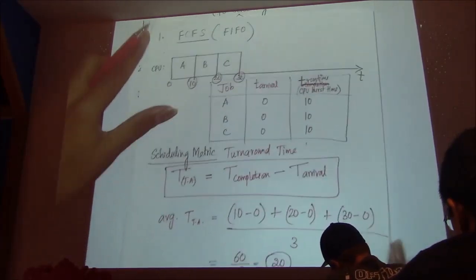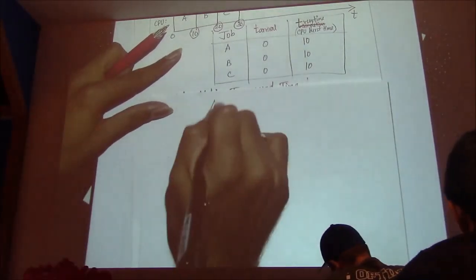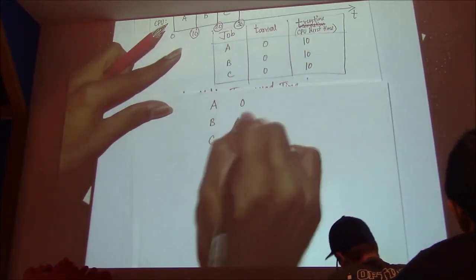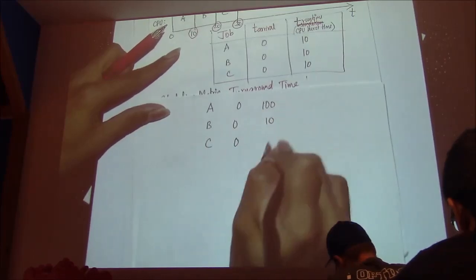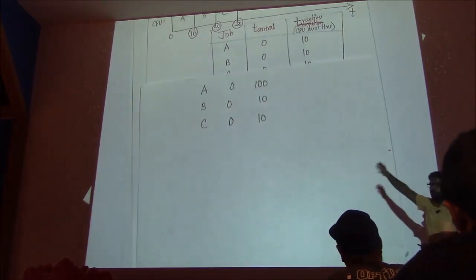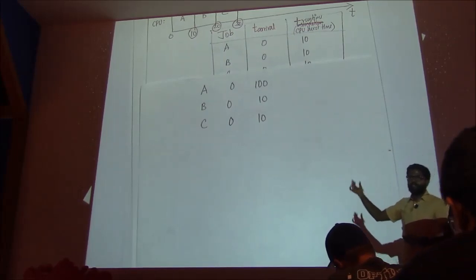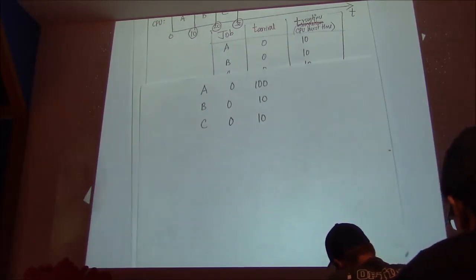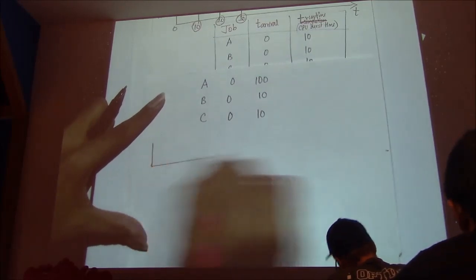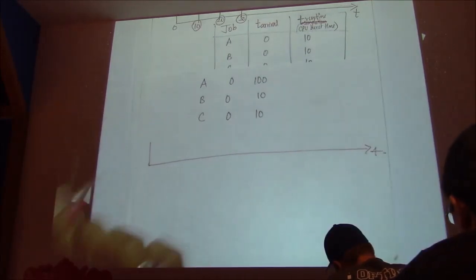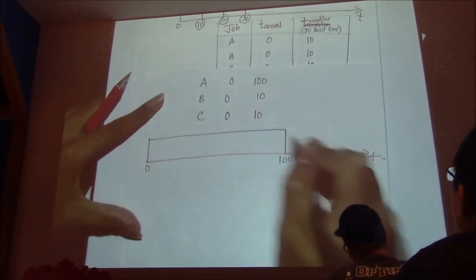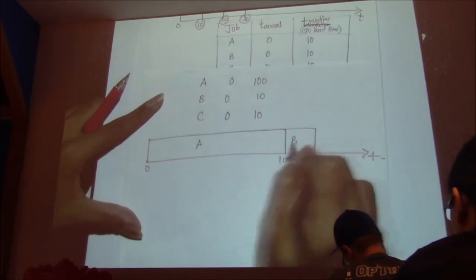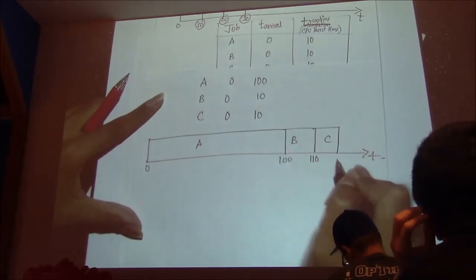Now let's assume we change this. We follow the same setup, everything arrives at zero, but the runtime of job A is 100 and the runtime of the other two jobs is 10 and 10. This is very similar to real world scenarios. So job A is going to take 100 time units for running, and then it is going to be job B and then job C. It is taking 10 seconds each.